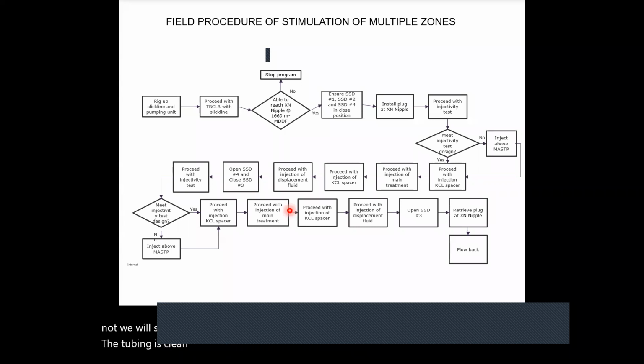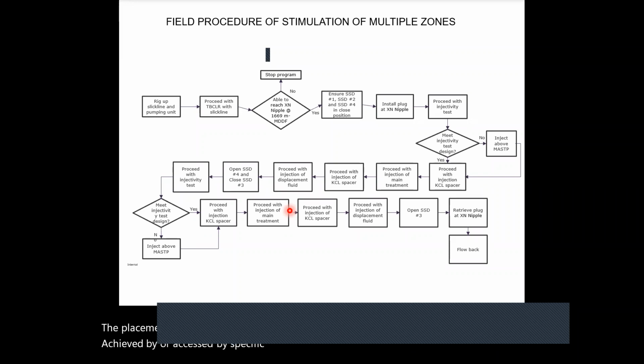If yes, we will go on and make sure that SSD number 1, 2, and 4. So this is specific to the well that I worked on, but if your completion is equipped with sliding slide doors, you need to make sure that the placement of the acid is inside the specific zone, which will be achieved or accessed by a specific SSD.